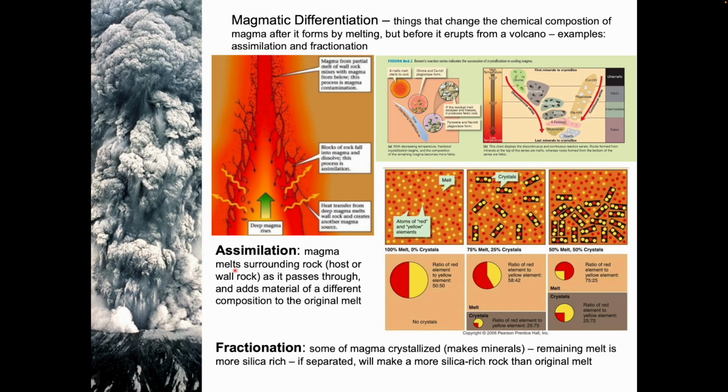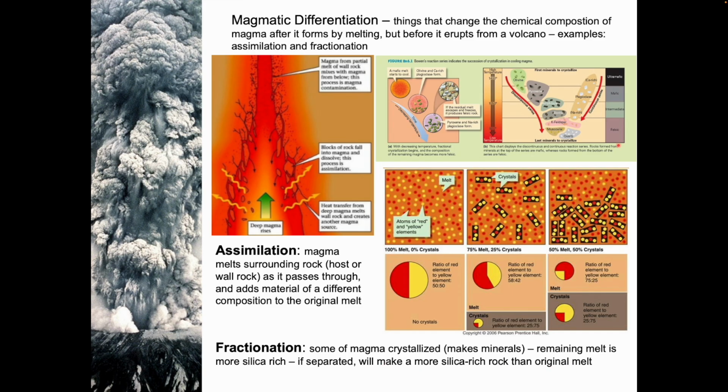Assimilation is when your magma melts the surrounding rock, its host rock or wall rock as it's called, as it passes through, and adds material of a different composition to that original melt. So you are actually melting your surrounding rocks from your magma body, and this changes the chemistry of the magma because you are melting rocks of a different chemical composition. That's called assimilation. Fractionation is what happens when some of the magma crystallizes as it cools down, which is our forming of mineral crystals, and then the remaining melt is more silica-rich. If it separates out, you make a more silica-rich rock than the original melt by the process of fractionation.